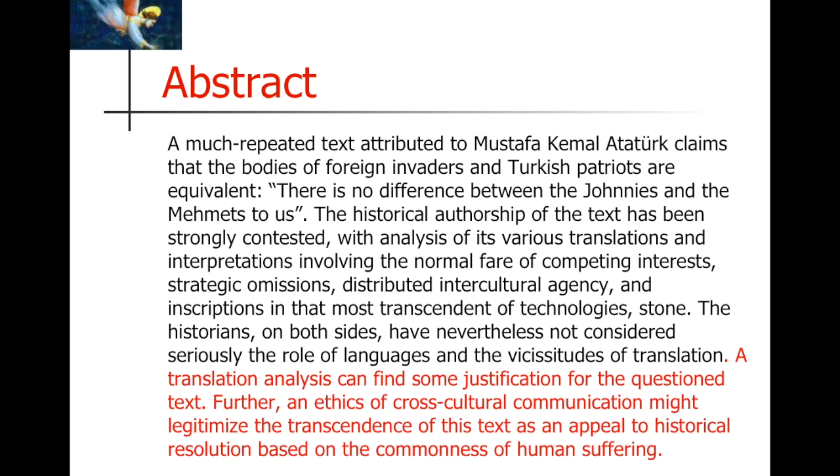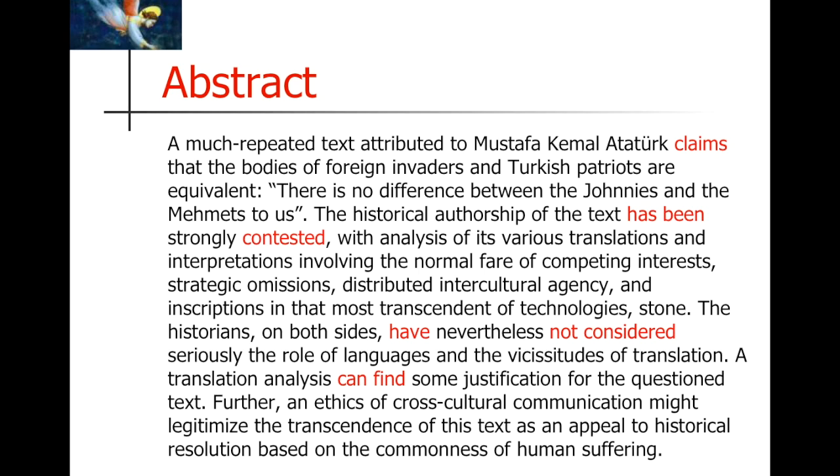I find that we can justify it as a text, as a translation, and that we could even legitimize it, that is, say it's a good thing to say, in that it refers to human suffering as a basic humanistic trait, and that this kind of utterance can bring about resolution of conflicts. Okay, so those are the 4 parts in the abstract. It's just one paragraph, but it breaks up fairly nicely into those 4 parts. You can adapt that to suit your particular research paper.